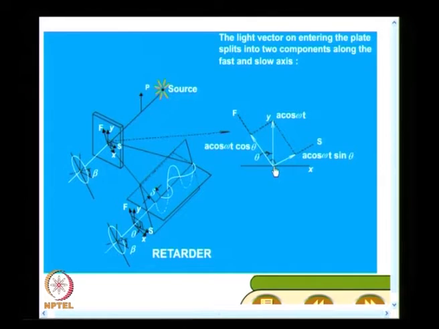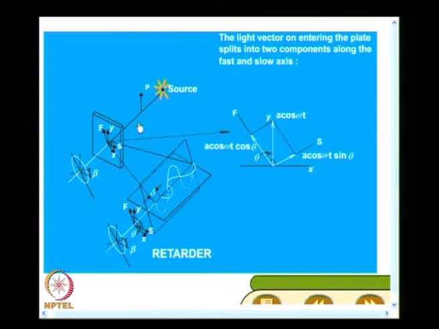When you are looking at the model, it is the slow and fast axis at the point of interest, which coincides with the principal stress directions, and whatever retardation is introduced within the model is shown here schematically. And this retardation is a function of the stresses developed in an actual model. In a retardation plate, it will be a function of the thickness of the plate and also the refractive indices of the ordinary and extraordinary rays. That is what we had seen.